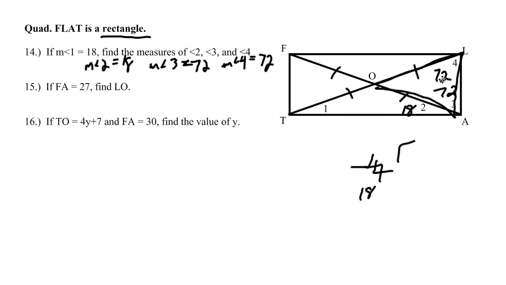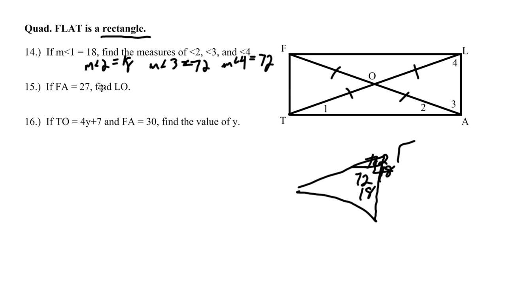The next problem, we're told that FA is 27. That's the whole length of this is 27. Find LO. Well, we know that TL is going to be 27 as well, so LO is half of that. So we get 13 and 1/2.